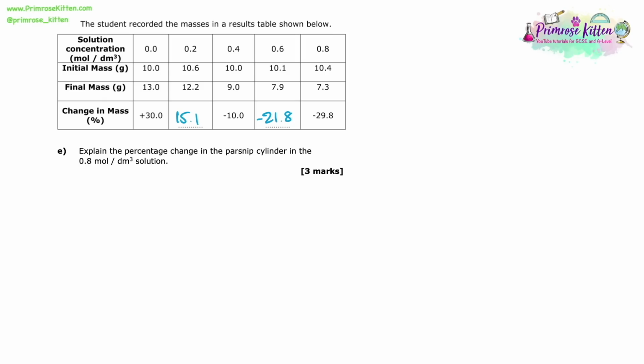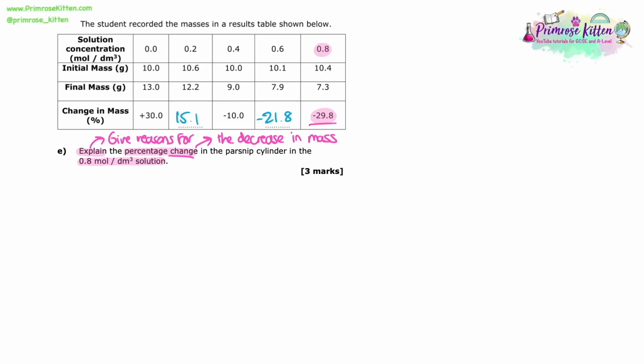Okay, so I've brought the table over with our numbers in so we can use it for the next question. Explain the percentage change in the parsnip cylinder in the 0.8 moles per dm cubed solution. So 0.8 is the final column, and that is minus 29.8. So we need to give reasons why there was a decrease in mass at the 0.8 solution. It didn't say decrease in the question, it just said percentage change. So we are obviously using this negative number, and we've got the table information to know that it was a decrease. So why did it lose mass?